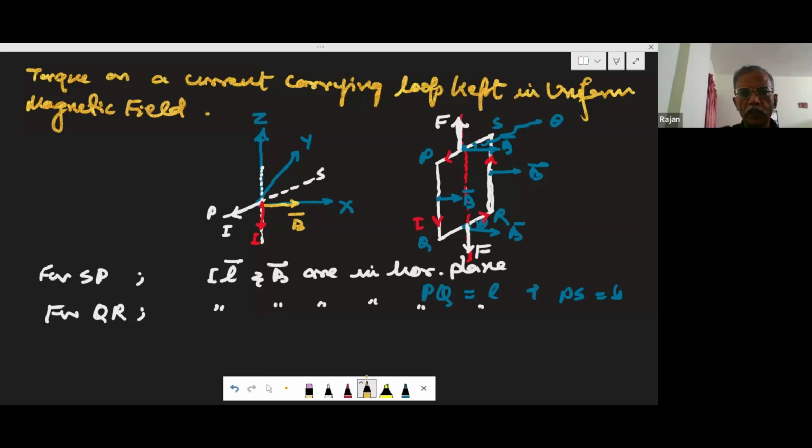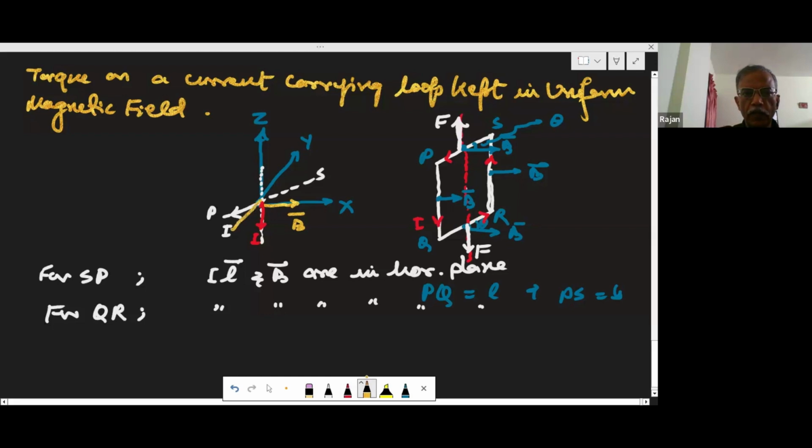So your force direction here will be towards you. That will be the force acting here. So along the y-axis, but it is away. So it will be your F here acting in that direction. Got it up to that? All are vector quantities only.